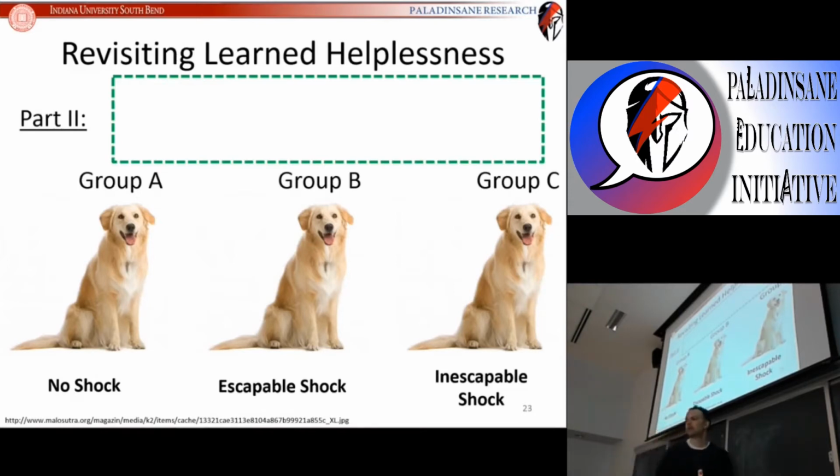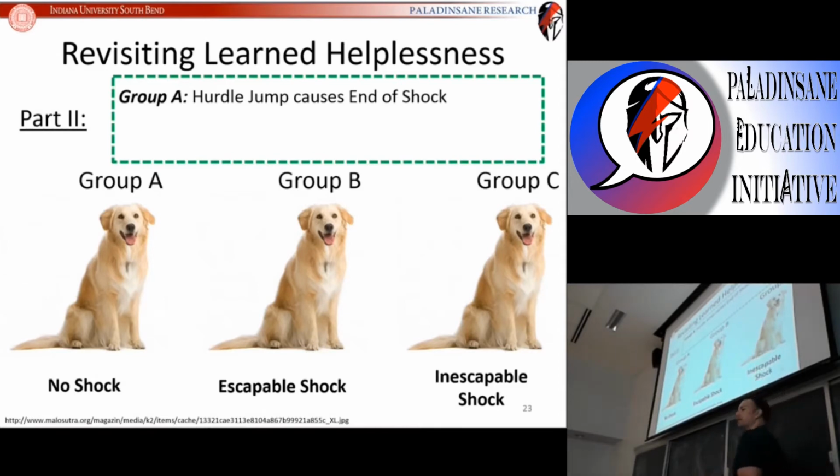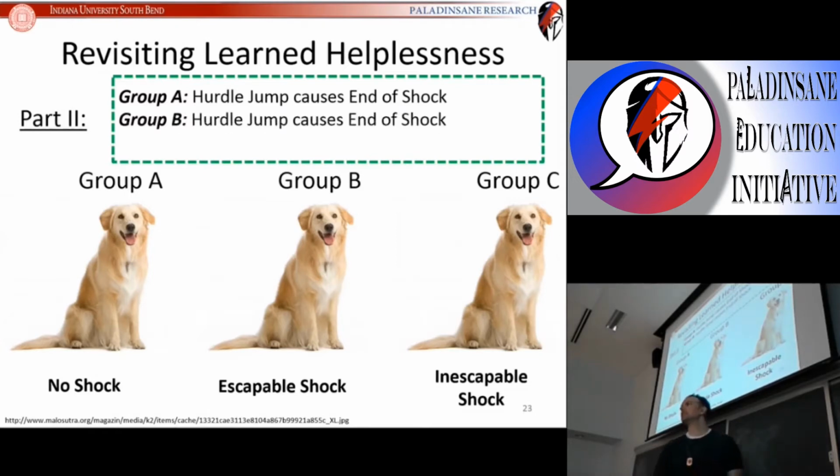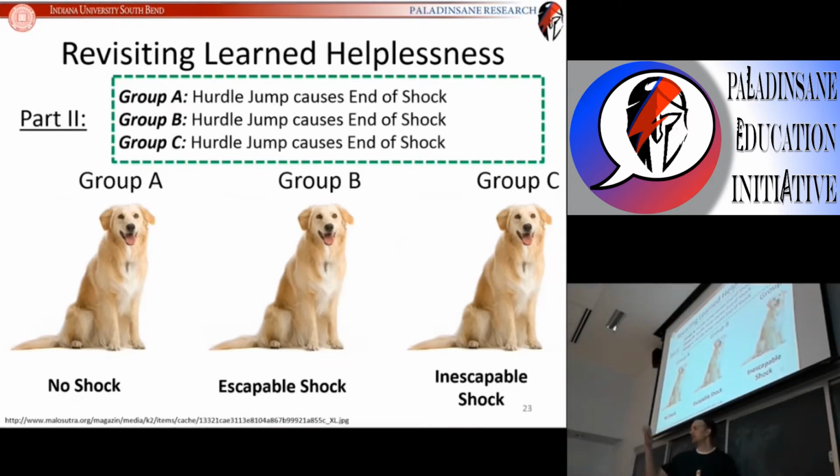To the other side, to end the shock. Yep. So Group A was under the contingency that the hurdle jump causes the end of the shock. Group B was under the contingency that the hurdle jump causes the end of the shock. And Group C was under the contingency that the hurdle jump causes the end of the shock. Those were the linking of the event. So the occurrence of the hurdle jump predicted the occurrence of the end of the shock.